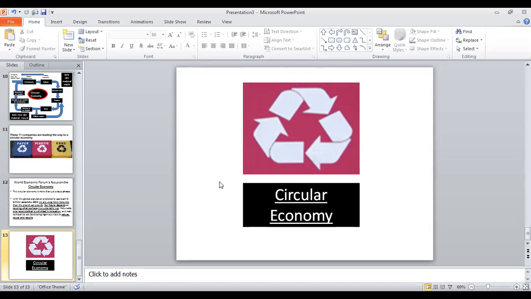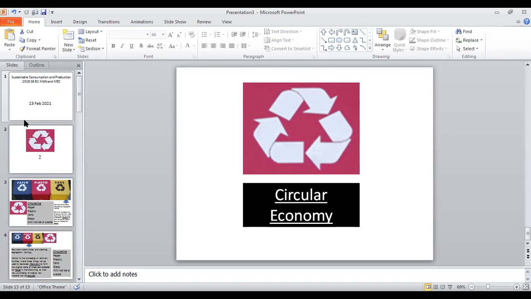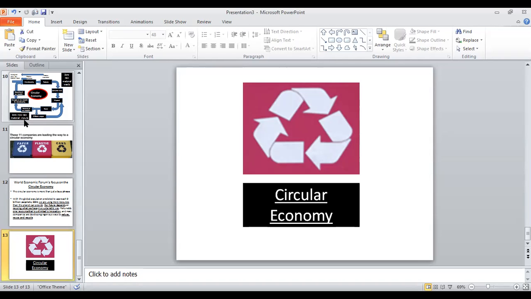Today's lesson, I believe the flow was very well. Very few slides, fine, but yes, we realize this symbol is more appropriate for the circular economy.